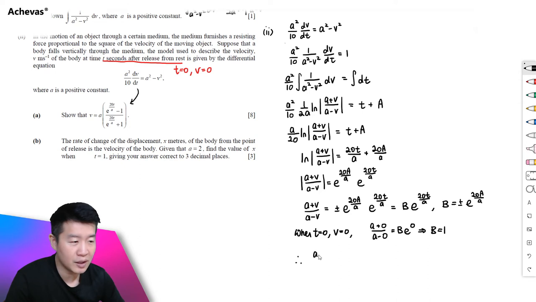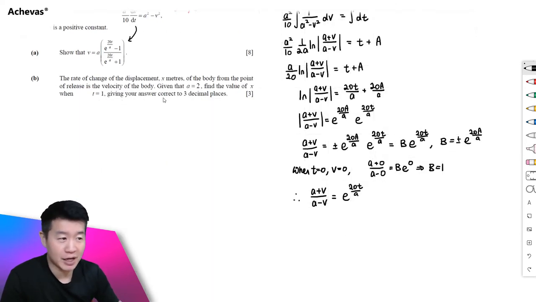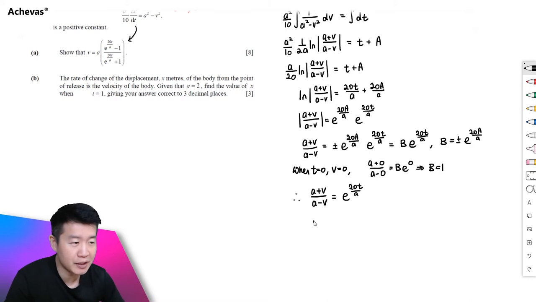Therefore, I know A plus V divided by A minus V is e to the power of 20 T over A. And we are going to try to make V the subject. So let me cross multiply. A plus V is equal to A e to the power of 20 T over A minus V e to the power of 20 T over A.